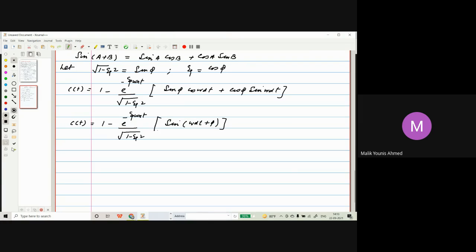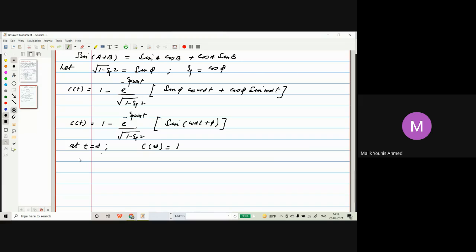Okay, have a look at this. Now at t equal to infinity, that is, we have a steady state time. What's going to happen? C of infinity will be equal to 1 minus e raised power minus infinity, which is 0, so that will be equal to 1. So we will have a steady state value. E raised power minus infinity is 0.